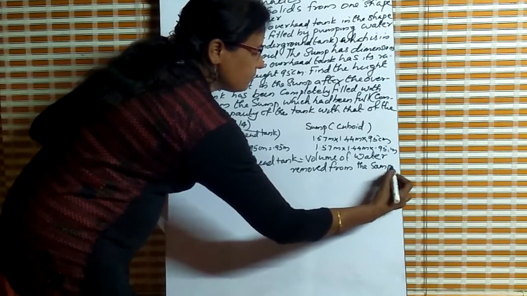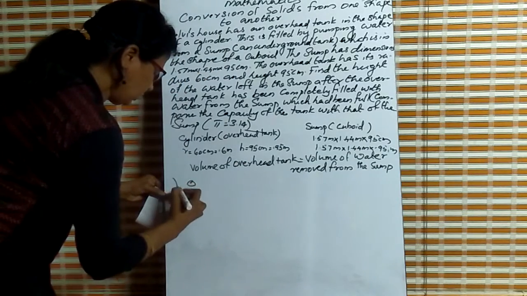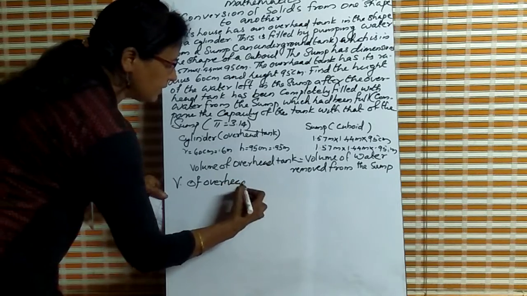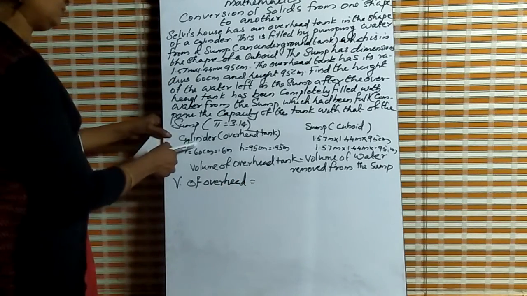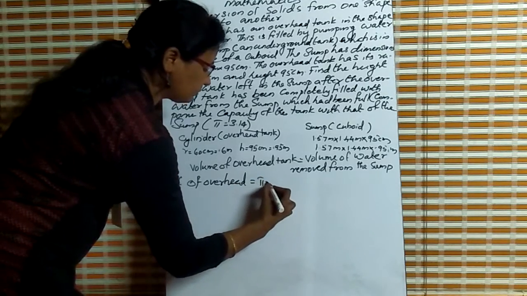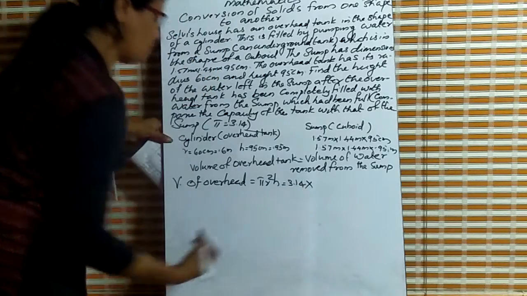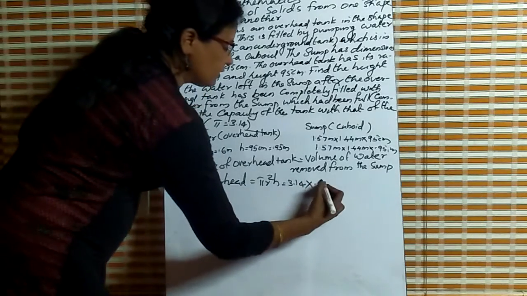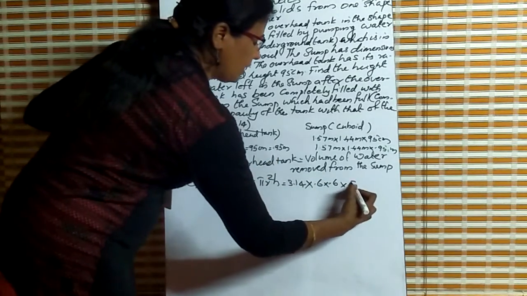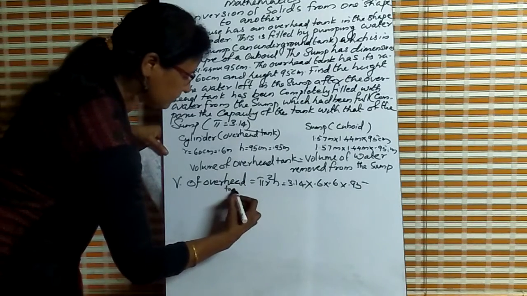First we find the volume of overhead tank. Here the tank is in the shape of cylinder. Its volume is pi r square h. The value of pi is given, 3.14 into r, 0.6 into 0.6 into h, 0.95. This is the volume of overhead tank.